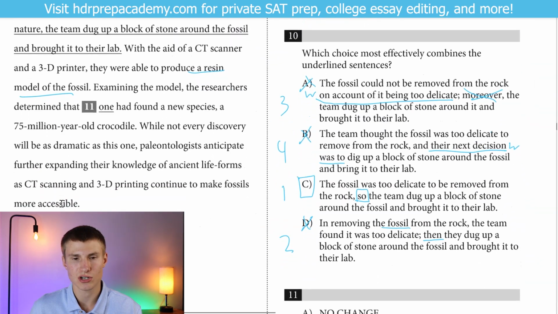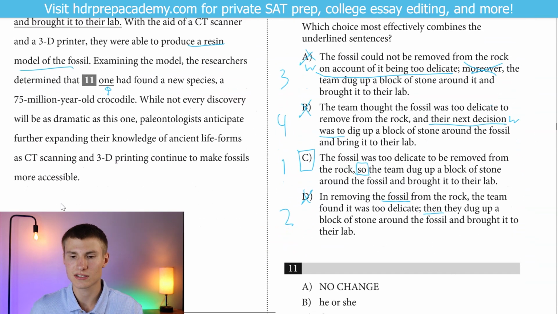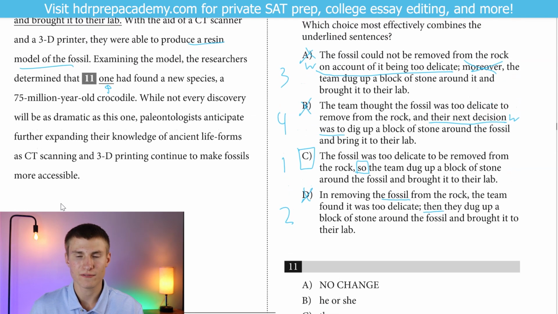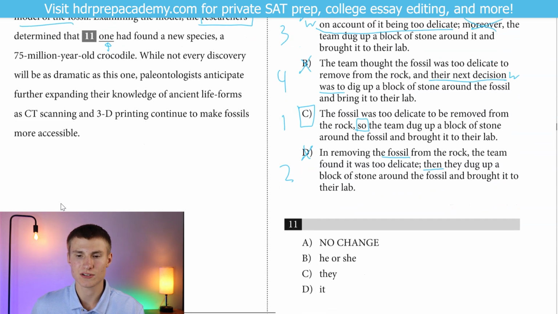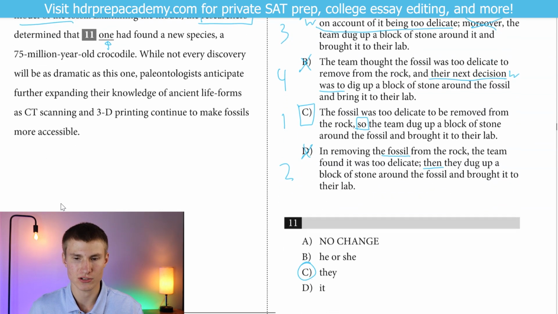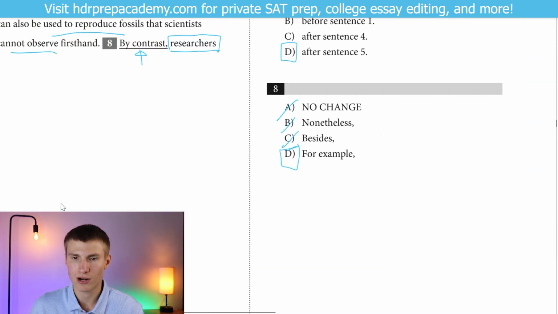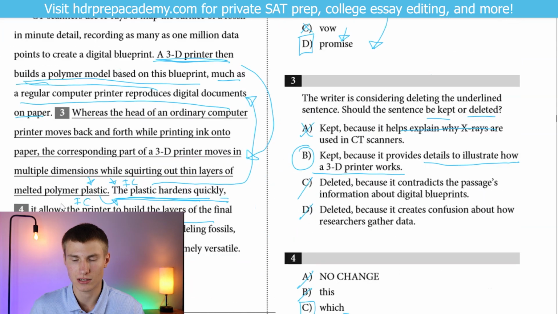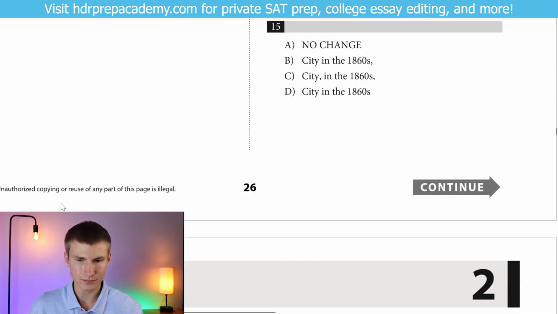Examining the model, the researchers determined that, and that's going to be some sort of pronoun. We see it could be he or she, they, it, or one. We got to figure out what subject it's referring to. We see that that's going to be the researchers, which is plural. Therefore, our answer there's got to be they. That's the correct pronoun that matches researchers. All right, let's go ahead and make sure that we answered all of our questions in this passage, and we see that we have, so we can go ahead and keep on going to passage number 2 now.